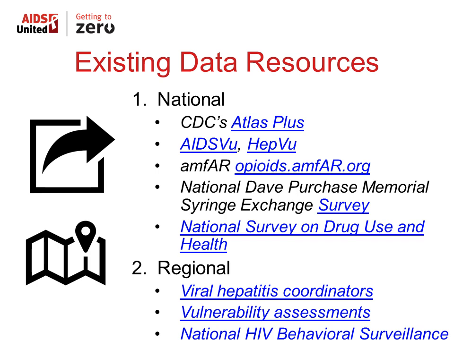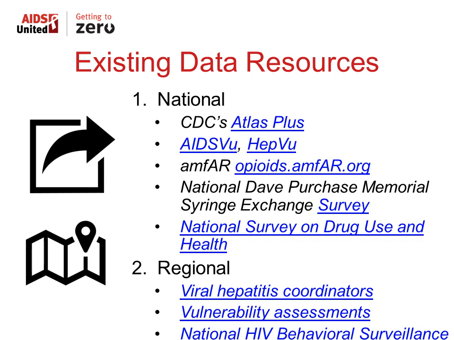CDC's Atlas Plus. The National Center for HIV/AIDS, Viral Hepatitis, STD, and TB Prevention built a website that makes it possible to view data on HIV, viral hepatitis, sexually transmitted infections, TB, and social determinants of health in charts and in maps. You can download state health profiles and slide sets of common queries from the site.